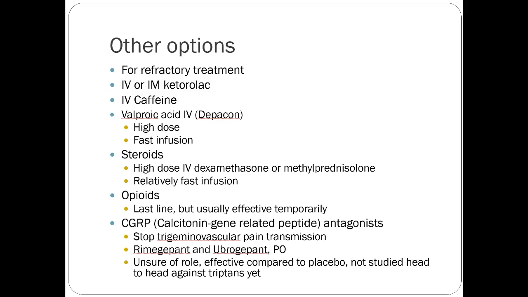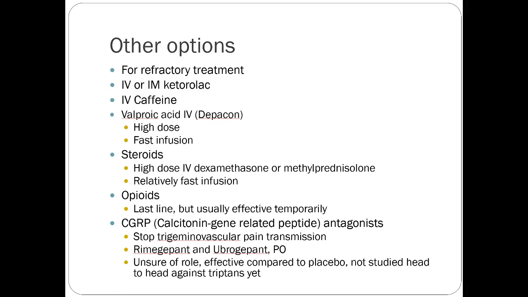Valproic acid infusions. Valproic acid is an anti-epileptic drug we haven't talked about yet. We'll talk about it more in a coming module shortly. But basically, the IV form of it can be given in high doses and can be useful for migraines. And then high-dose steroids, so either IV dexamethasone or IV methylprednisolone, are commonly used as an infusion to stop a migraine. So those are the more advanced steps that you get.